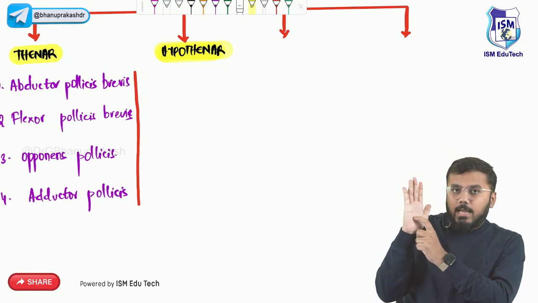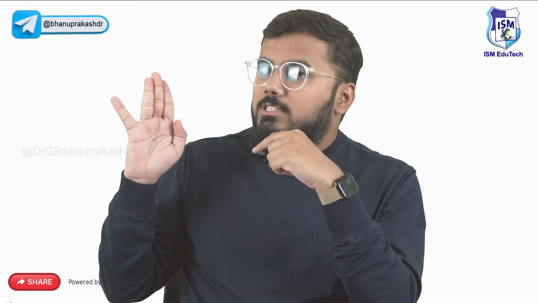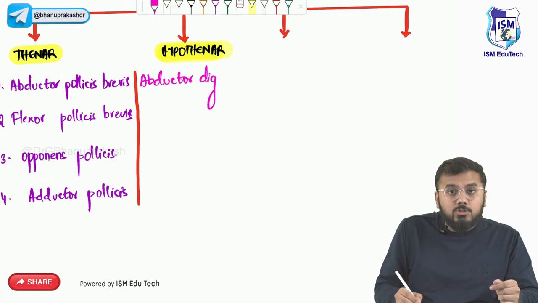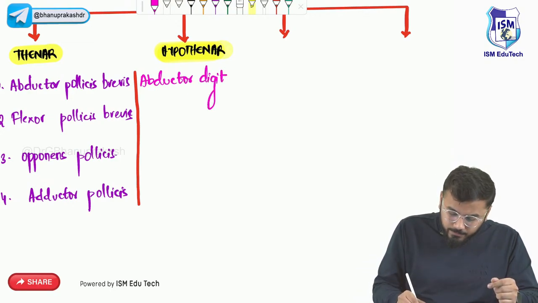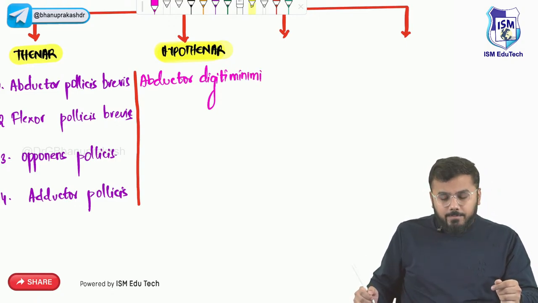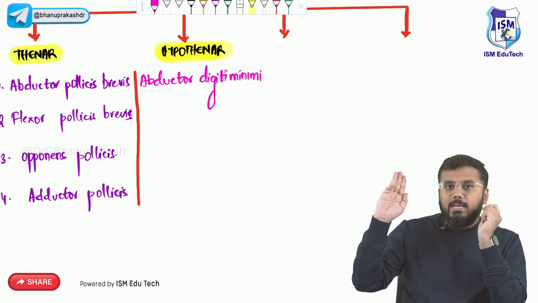Now, when I will be discussing hypothenar muscles, look here. Look at the little finger. Little finger in Latin, you call it digiti minimi. Now, I am moving my little finger away from my body. So, this is called abduction of the little finger. So, can I call it abductor digiti minimi, not pollicis brevis. This is digiti minimi. Abductor digiti minimi.